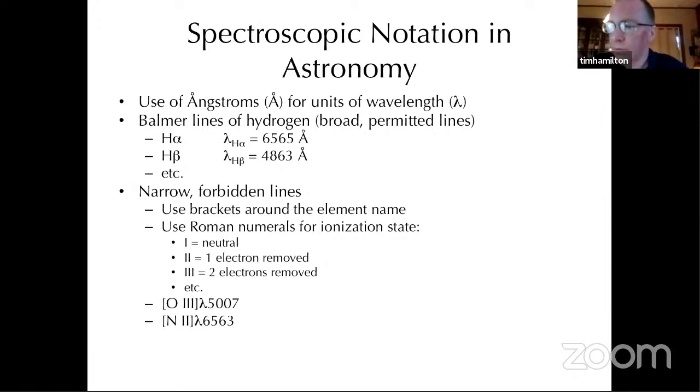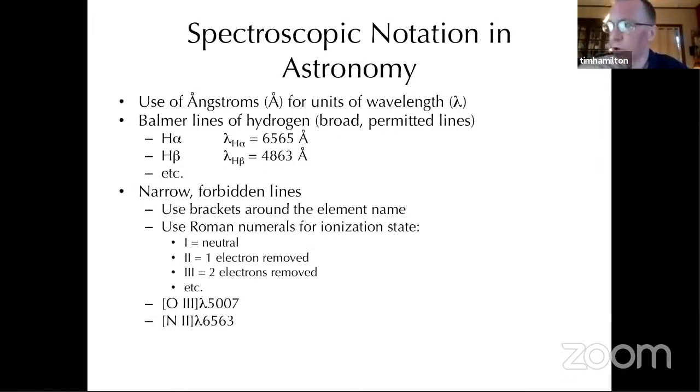Now, you'll also see the alpha, beta, gamma, and so on notation applied to, say, the Lyman series in hydrogen, which are ultraviolet lines. And for those, you'll see capital L, lowercase y, and then the alpha or beta or so on. So for the Balmer series, we just put H for hydrogen. And these are the brightest optical lines.